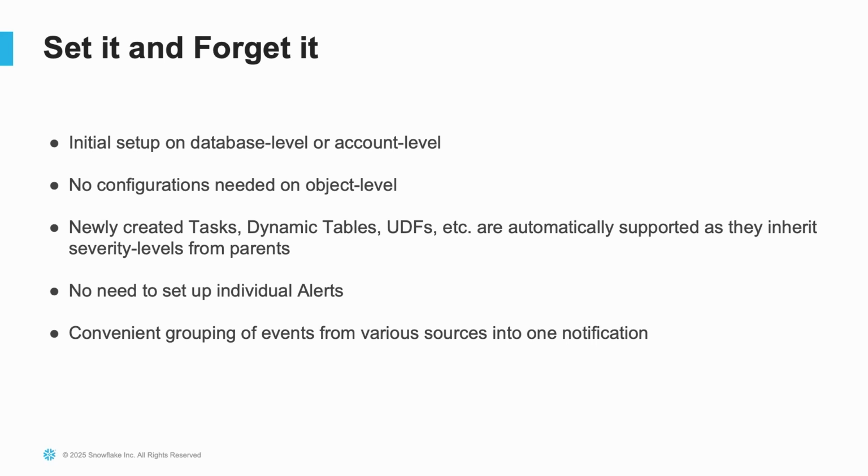And you also don't have to set up individual alerts for all of these objects. You just have one or two alerts on your central database, and you know that all the new events that happen will be caught by this alert, and you will get notified. That makes it much easier to maintain this observability layer. The convenient grouping of these events into one notification also gives you a much rounder picture of what's going on. Maybe you have events happening on different objects, but they're all kind of related to each other. If you get them in one notification, it's much easier to quickly assess what is caused and what is actually the root of the problem.